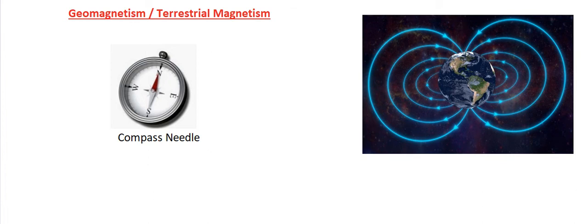Now let's talk about geomagnetism, which is also known as terrestrial magnetism. What it is and what its importance is, we will be understanding in this particular topic. You all must be aware of the compass needle, and you might have used it, or you must have seen the use of it. So what is the use of it? It tells what the direction of north is, what the direction of south is.